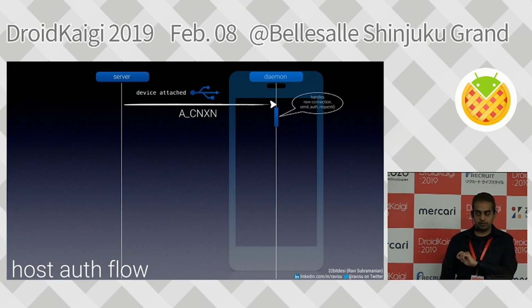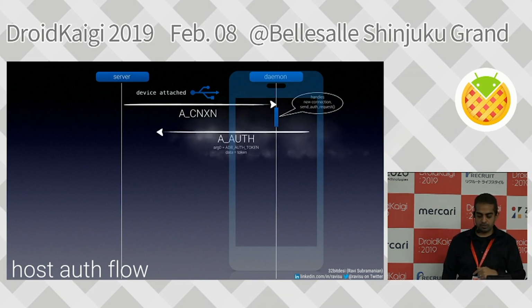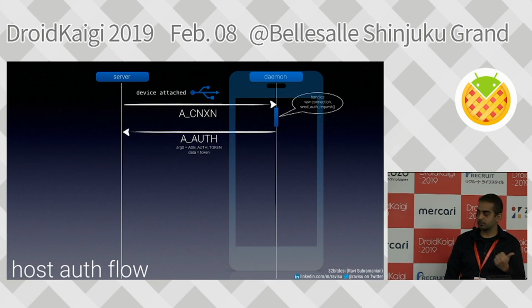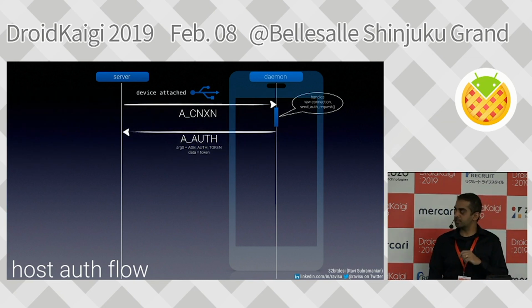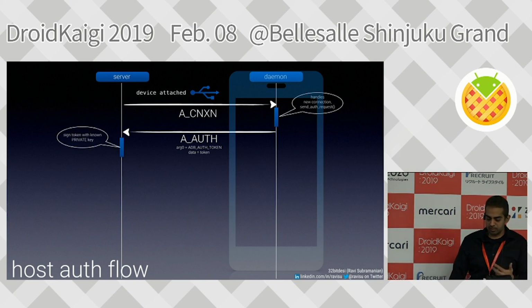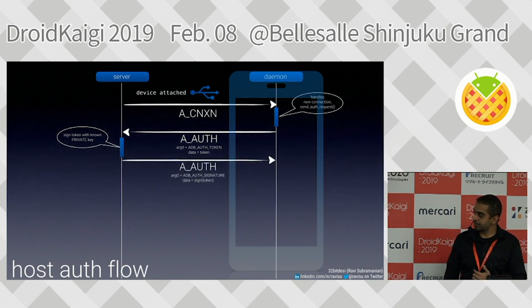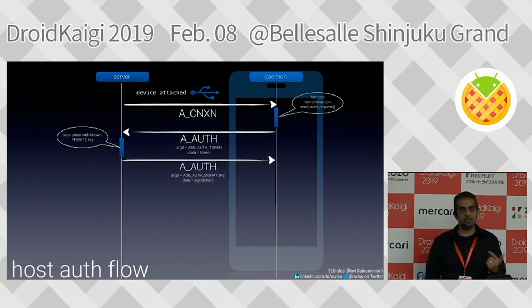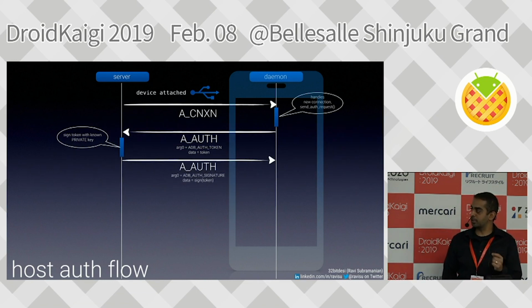connect a device to a host, the daemon will say, who are you? So it sends an auth packet, and it sends that with an argument of ADB auth token and sends a token. This token is just a random number, and it expects it to be signed by a private key, a pre-existing private key on the server side. It then expects the server to send back an auth message, but with an argument saying ADB auth signature. So the data is basically the signature of the token that it just received.